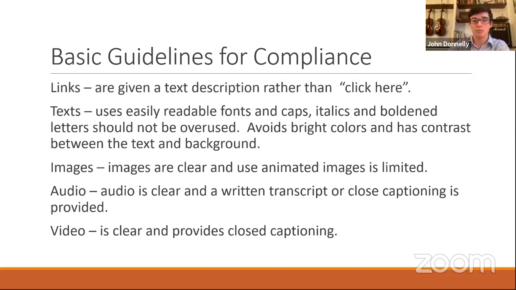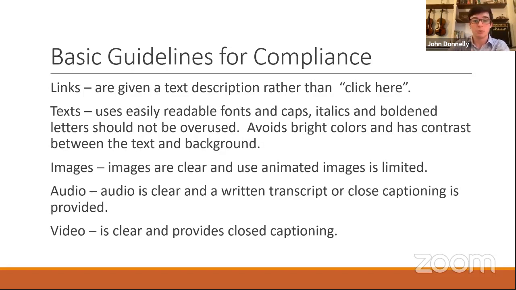Text should be in easily readable fonts because, if you have a vision impairment and something's already difficult to read, it'll make it that much harder. So avoid bright colors and make sure you have contrast. You want to make sure that images are clear and that animated images are limited to those that help your educational experience.